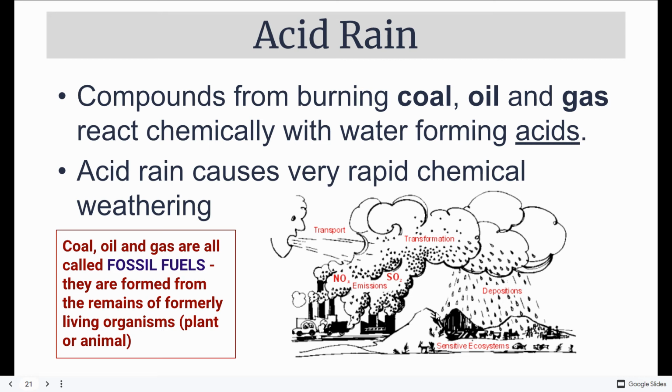As we're using these things in our factories, in our cars, we're releasing carbon dioxide and various acids into the atmosphere, into our water supply, and that is going to cause things like acid rain. These things are going to cause chemical weathering. Anytime you have an acid going across a rock, it is going to eat away at it.